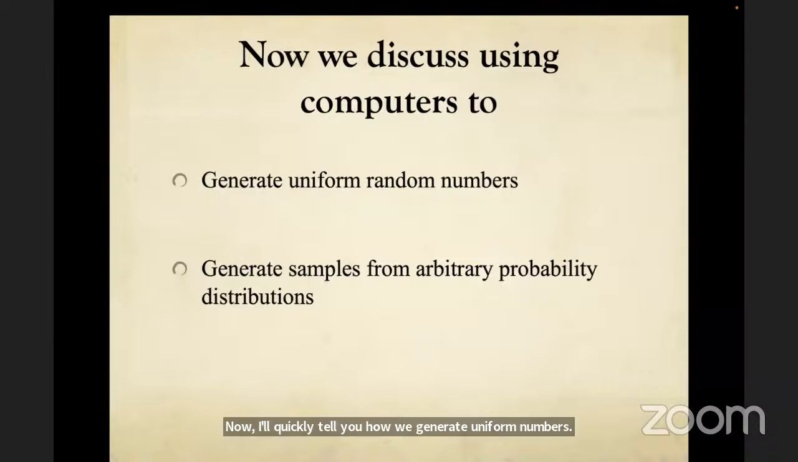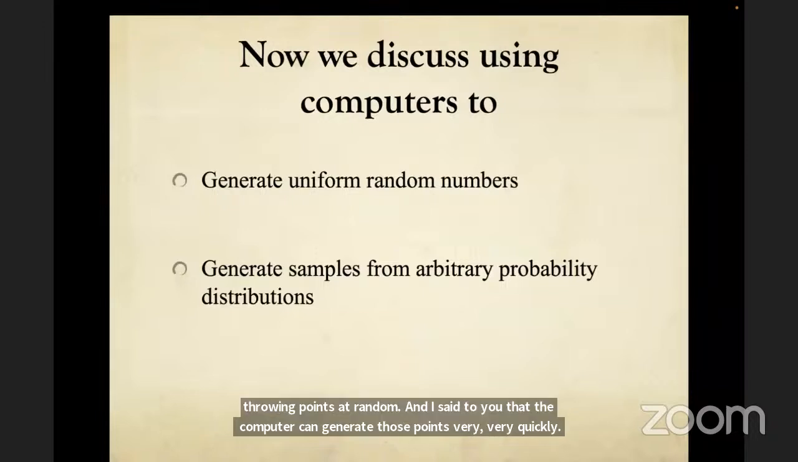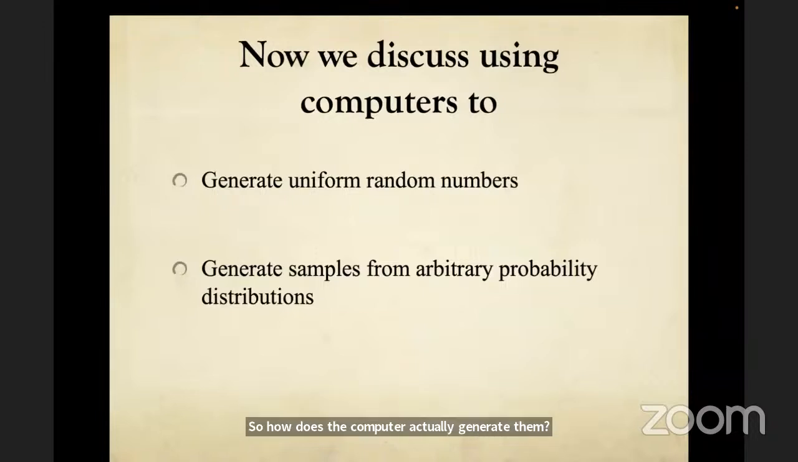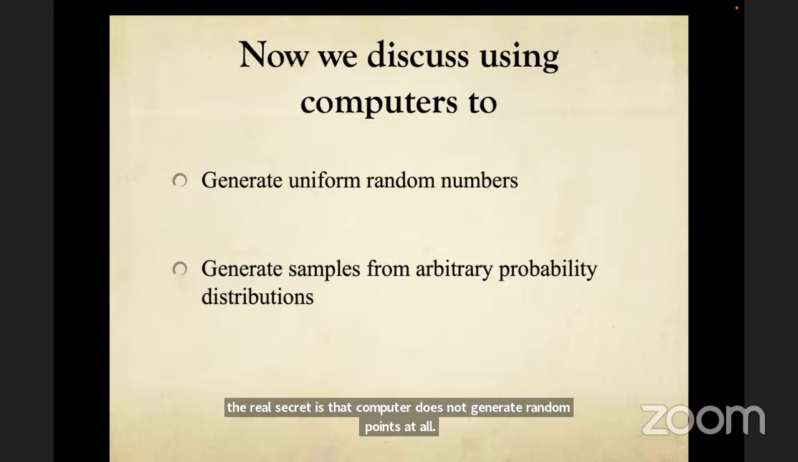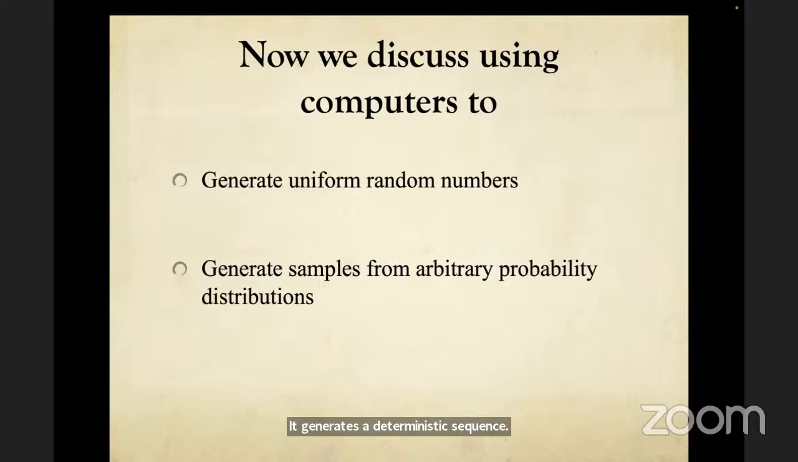I started off by showing you a square, and I was throwing points at random. And I said to you that the computer can generate those points very, very quickly. So how does the computer actually generate them? And the real secret is that the computer does not generate random points at all. It generates a deterministic sequence which just looks like it's random. We've done statistical tests of all sorts. We've chosen these numbers in such a manner that they satisfy all statistical tests of randomness. So you can't distinguish them from random numbers, but actually they're just a deterministic sequence.